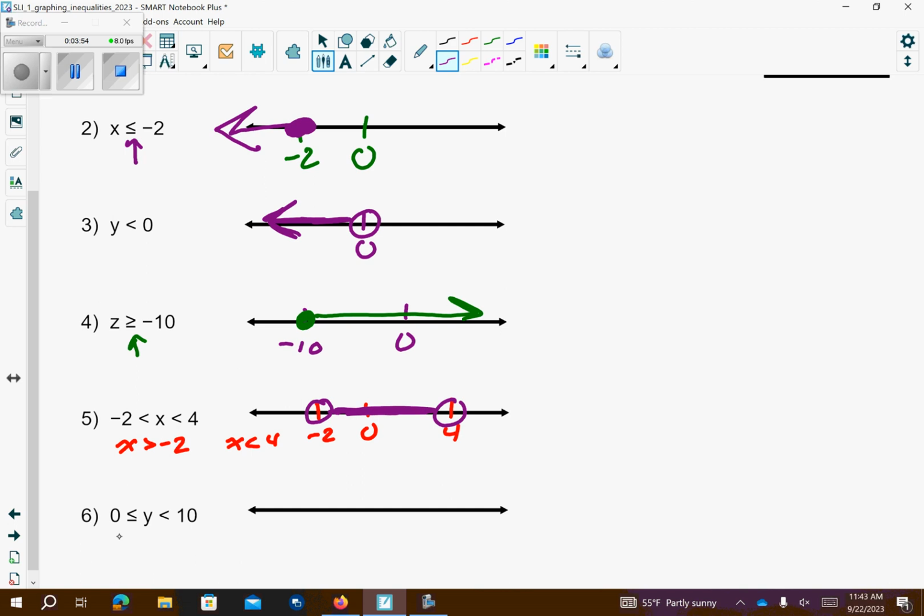Again, we already did this problem, so we're going to just flip this back over. Oop, it's a 0. Okay, so if I have 0 here and I have 10 here, I'm going to have a solid dot at the 0 because it had the little equal sign, an open dot at the 10, and I shade in between the two.